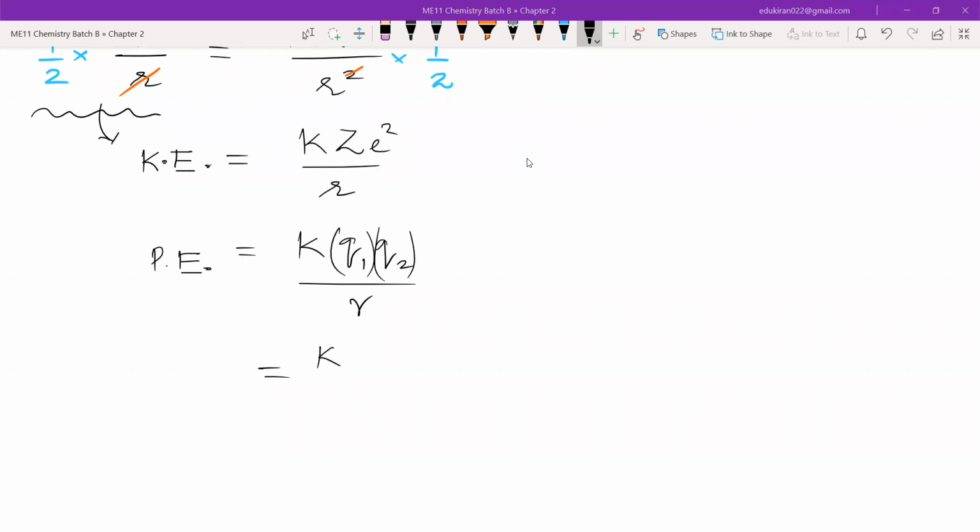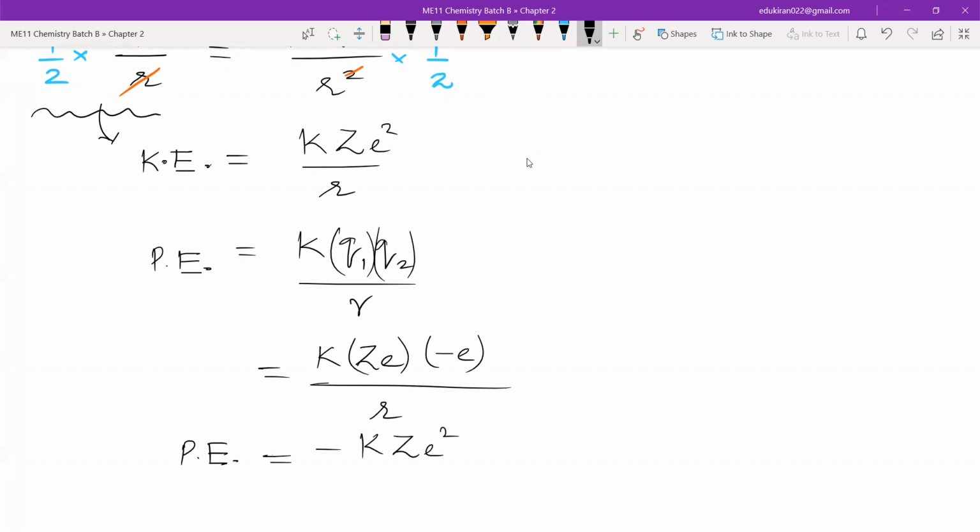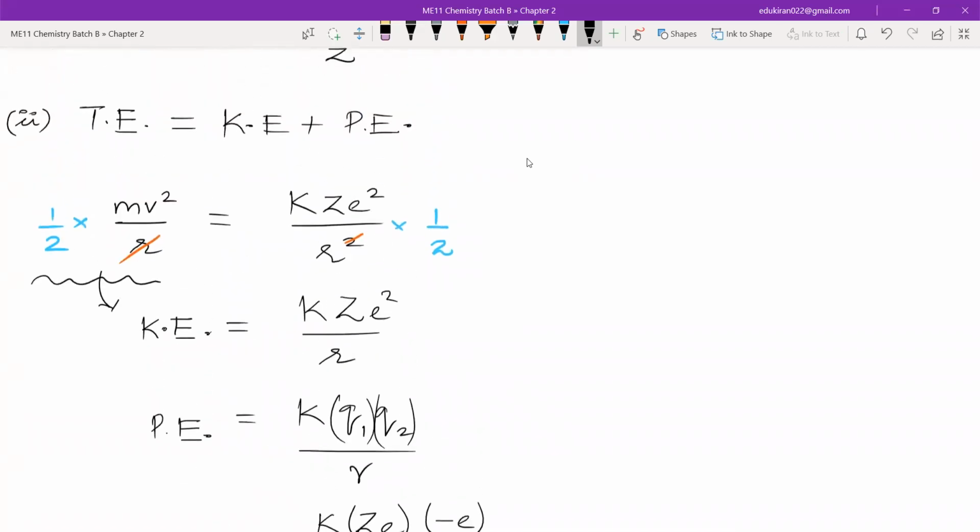Then you will have Q1 as ZE, and you will have Q2 as minus E, because you have to also put the charges, divided by R. Then you will get the potential energy as minus K Z E square upon R. One thing about kinetic energy is that I missed this 1 by 2.